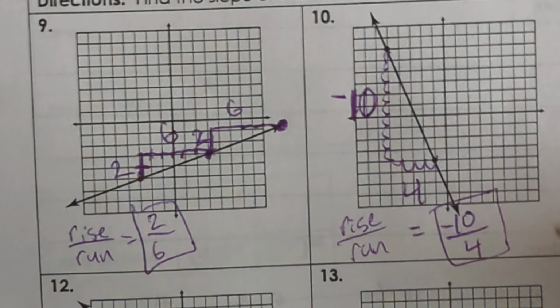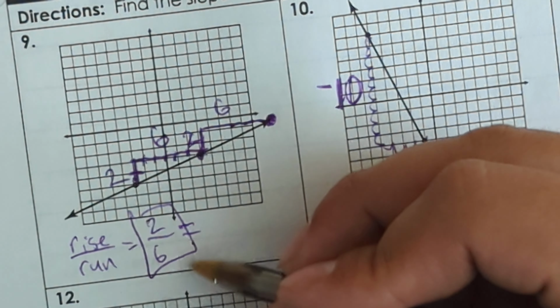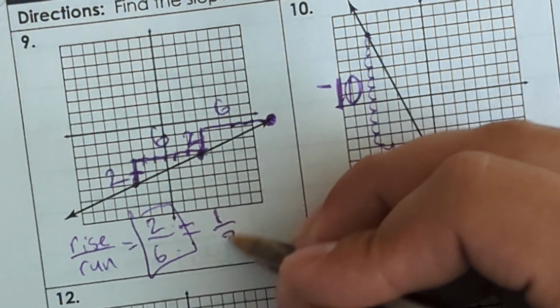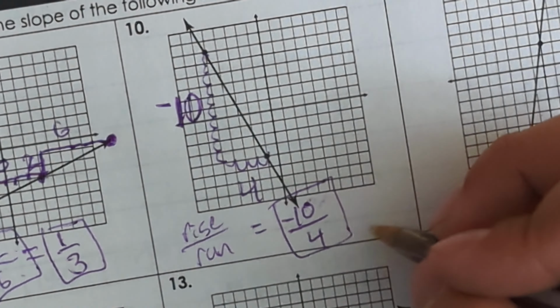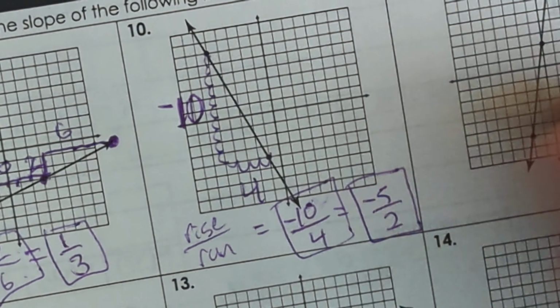Now, these are good examples. However, we have to make sure that we simplify. So we got to simplify. We're going to divide both of these numbers by 2. So our final answer could be 1/3. And on this one, we're going to divide both of our numbers by 2 as well. So our final answer could be negative 5 over 2. And that's our final answer.